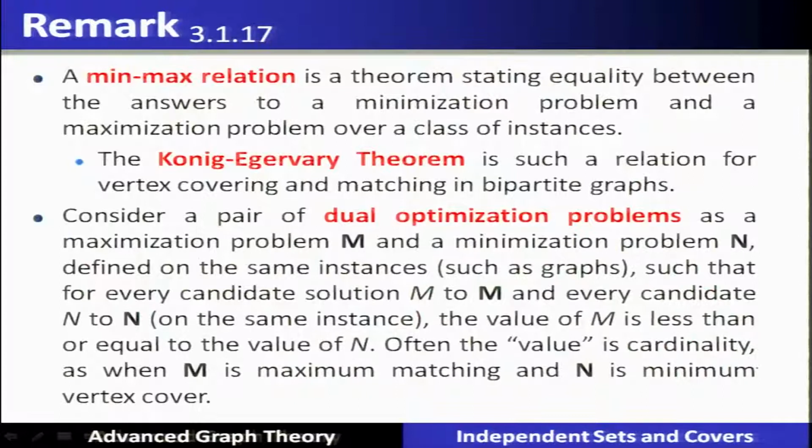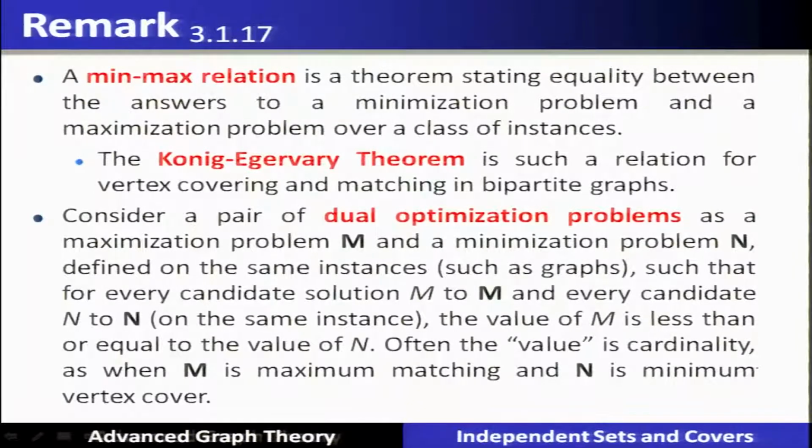Now, in this theorem we have seen the min max relation. So, minimization of a vertex cover will give you the maximum matching, and this is called a min max relation, a theorem stating equality between the answers to the minimization problem and the maximization problem over a class of instances. So, the König-Egerváry theorem is such a relation for vertex cover and matching in a bipartite graph.